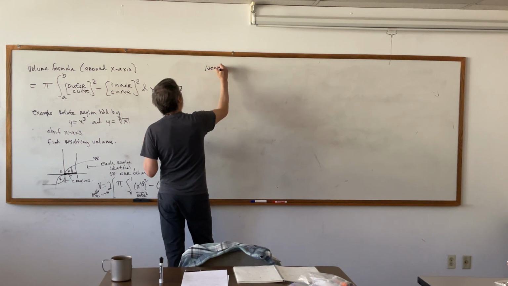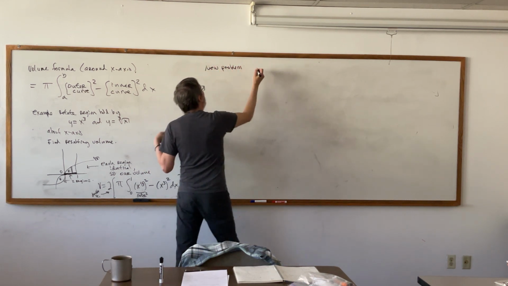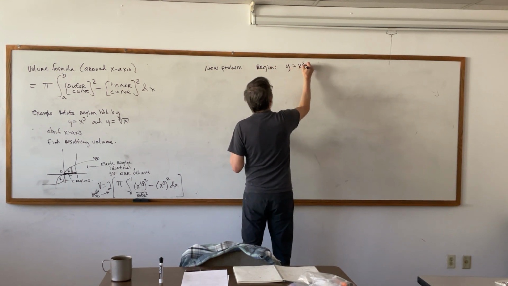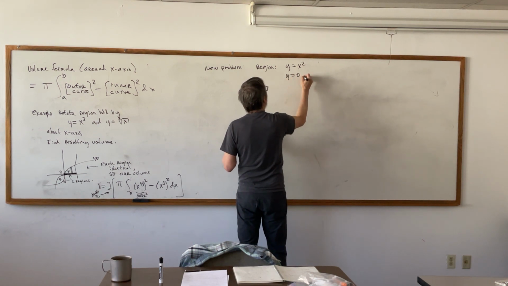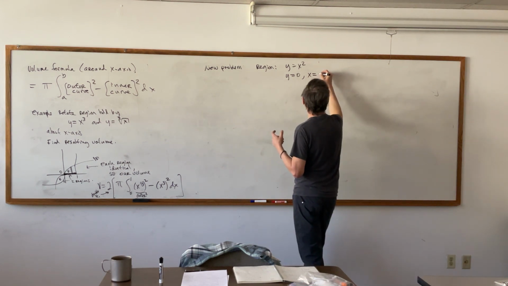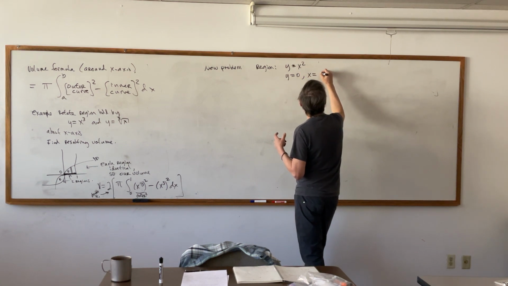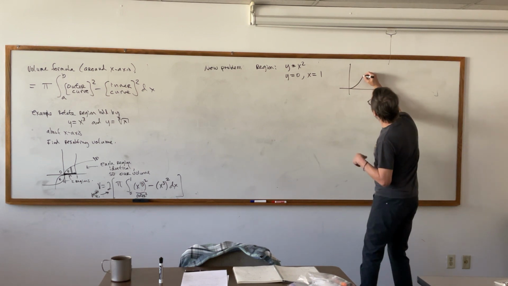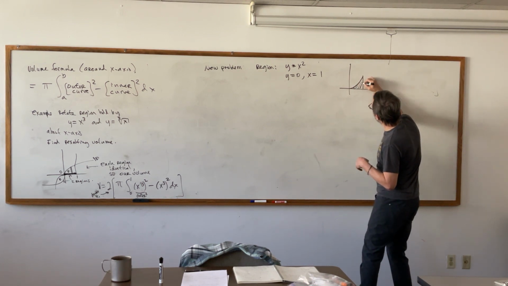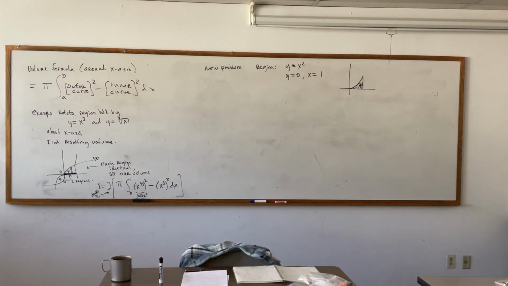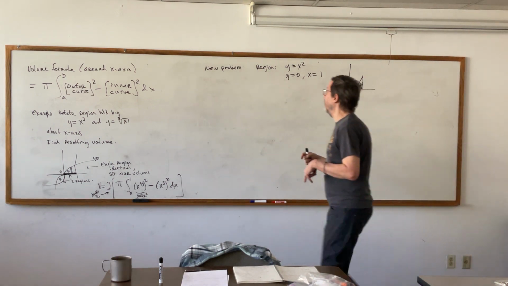So new problem. Let's take the region that's going to be bounded by y equals x squared, y equals 0, and x equals 1. Here's my region. Pretty simple. Y equals 0 is the x-axis, x equals 1. There's good old R. We're going to spin this around different things that we have so far.